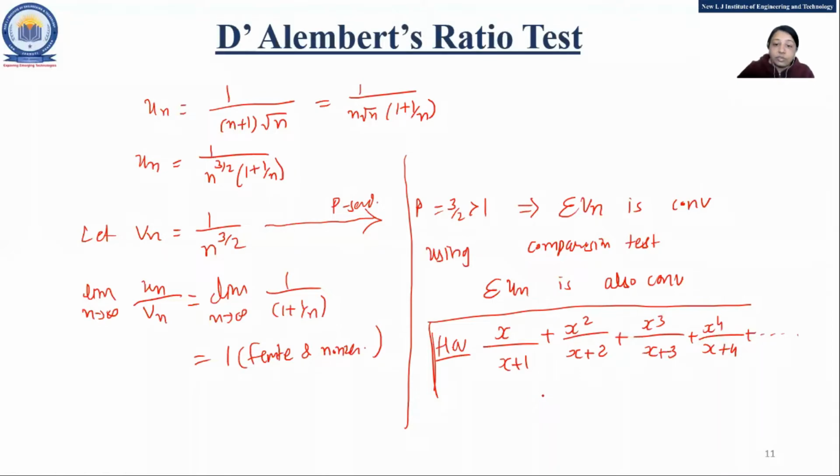Now in that also you will find x is there. So when x equal to 1, your test is supposed to fail. So you have to solve it with another one, right? So this is one example that you need to solve by yourself. Okay, quickly take a screenshot of that one. So we'll move to another topic, that is Raabe's test.